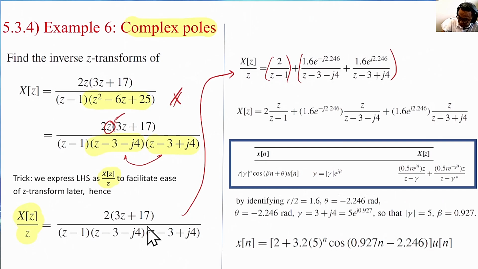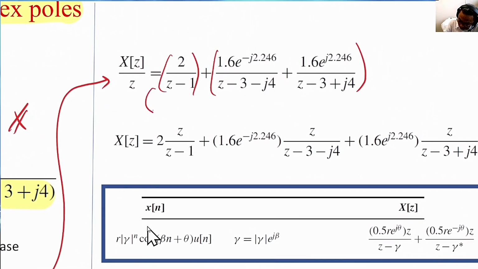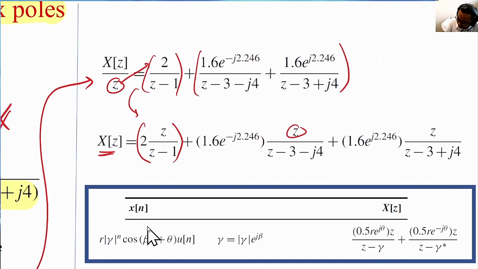Now once we are in this form, there is a lookup table. This is simple. We can move the z back here. So now it is X(z) equals 2 times z over z minus 1. So the z also goes to this side for the two expressions here. Okay, so when we are in this form, then there is a lookup table.